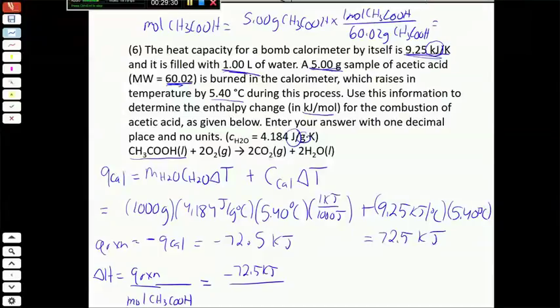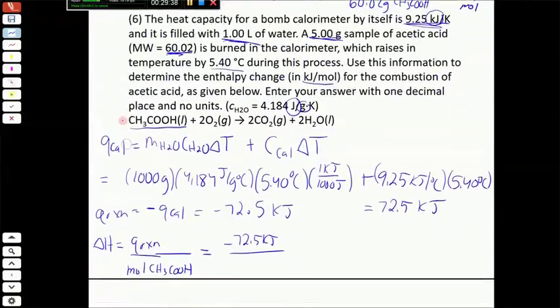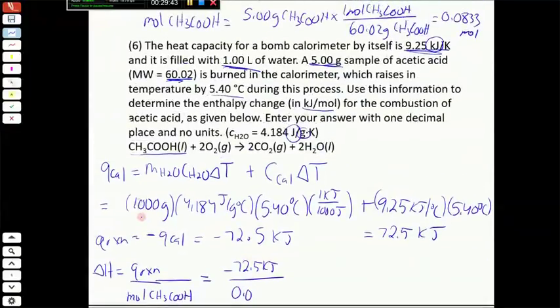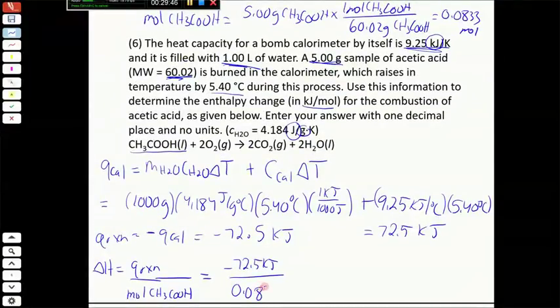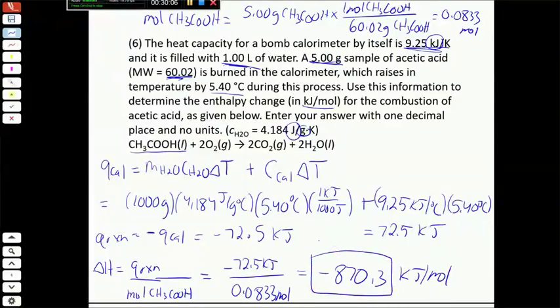So that comes out to 0.0833 moles. So that's how many moles of acetic acid were burned in this process. If we take the amount of heat that was released and divide it by that, we divide the heat of the reaction by the number of moles of substance, that gives us kilojoules per mole, and it comes out to minus 870.3 kilojoules per mole. And that's the number we would put in, minus 870.3.